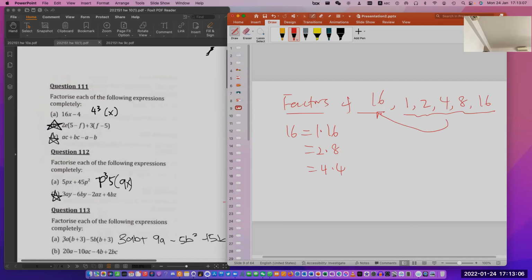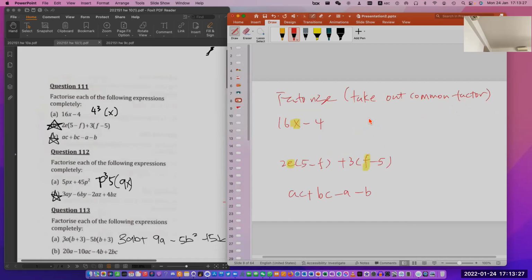So you need to make use of this concept. You have 16. You can split the 16 into 1 times 16. You can split it to 2 times 8. You can split it to 4 times 4. So these are all the factors of 16. Similarly, if you have this 16x minus 4.